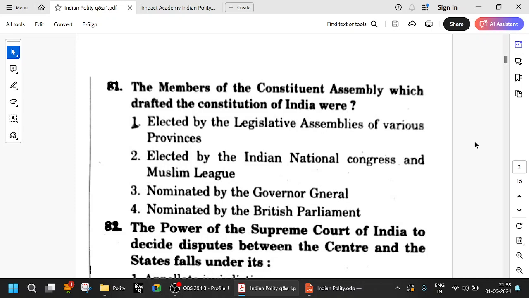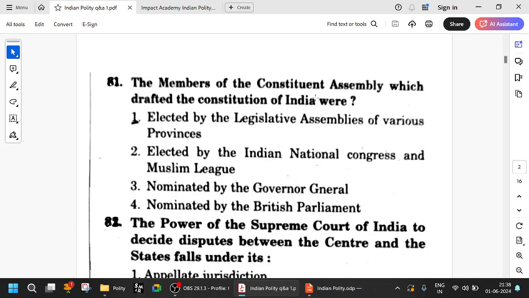The Indian National Congress, sometimes the Communist Party. In Andhra, we have the Justice Party and all these things. So several elections had already been held. There are respective assemblies and the MLAs, and they elected the members of the Constituent Assembly. They are not nominated, or elected by the INC or anything. They are elected by the legislative assemblies of various provinces.